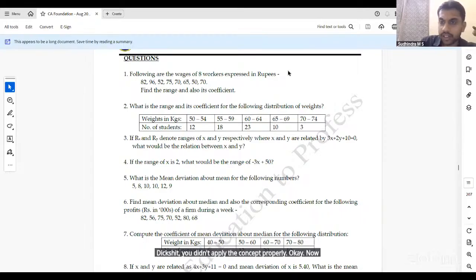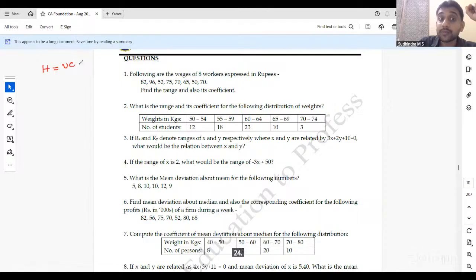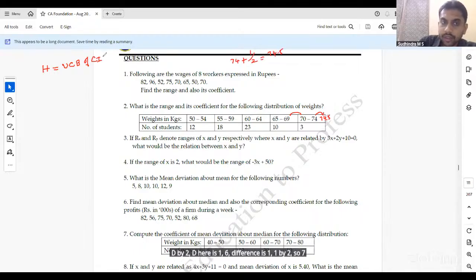Okay. Now, again, simple point. What is the highest value? 74.5. Upper class boundary of the class interval. That's what we have discussed. Here, this is mutually inclusive. So, what would be the upper class boundary? 74.5. We have discussed upper class limit plus d by 2. D here is 1, the difference is 1. 1 by 2. So 74.5.